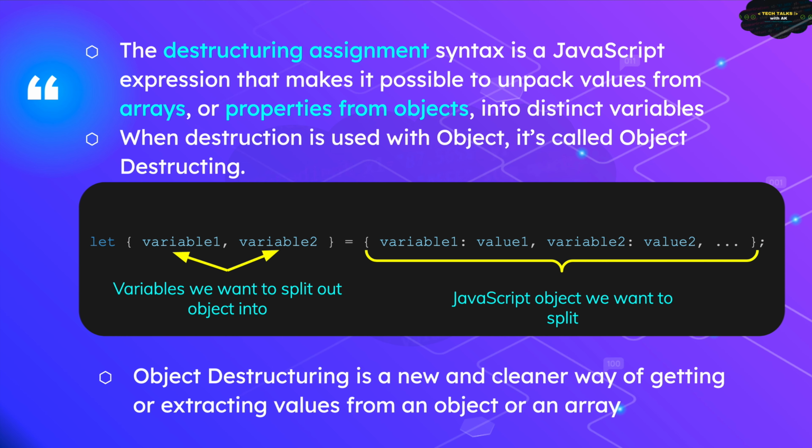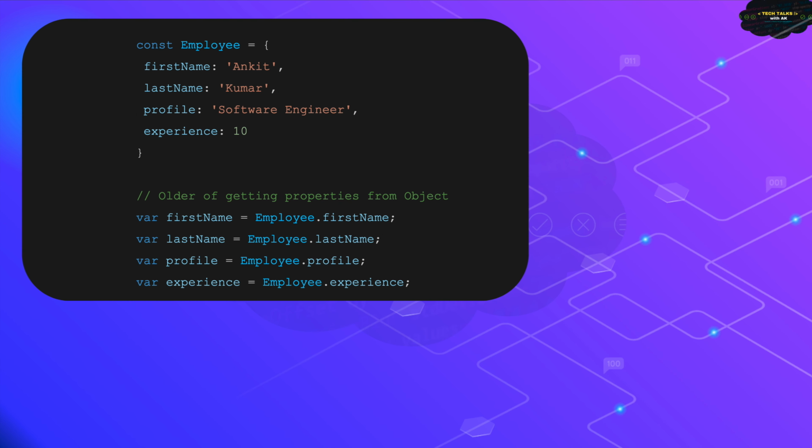Object destructuring is a new and cleaner way of getting or extracting values from an object or an array. Let's look at the example. If you have const employee which has first name, last name, profile and experience, the older way of getting properties from the object was where firstName is equal to employee.firstName, lastName is equal to employee.lastName, profile is equal to employee.profile and experience is equal to employee.experience.